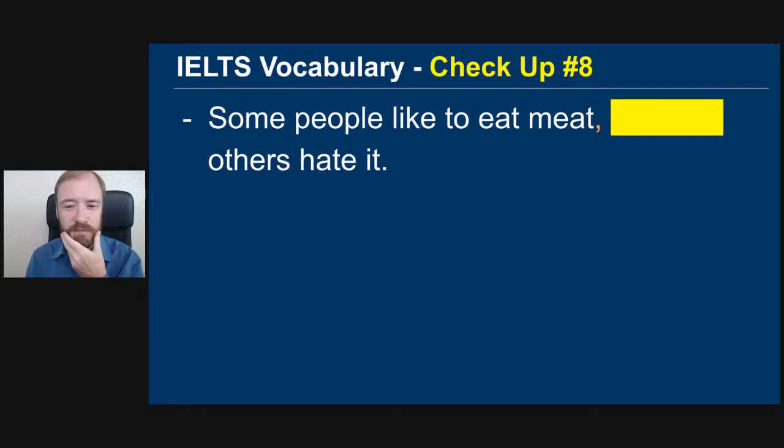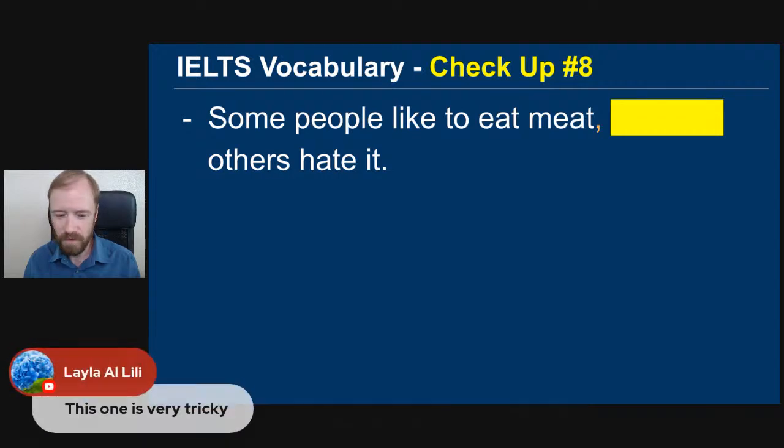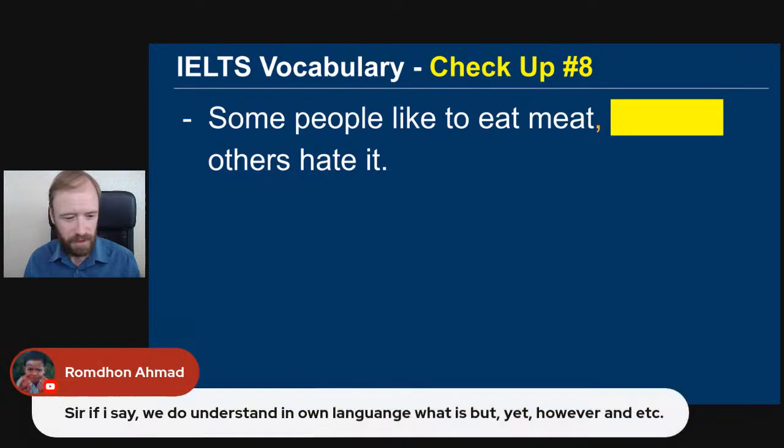Some people like to eat meat. Others hate it. This one should be easy because there's multiple answers here. Notice the comma. This one's tricky, yes. Sir, if I say we do understand in our own language, what is but, yet, however? They can be conjunctions. I'm not sure of the question, Ramna.